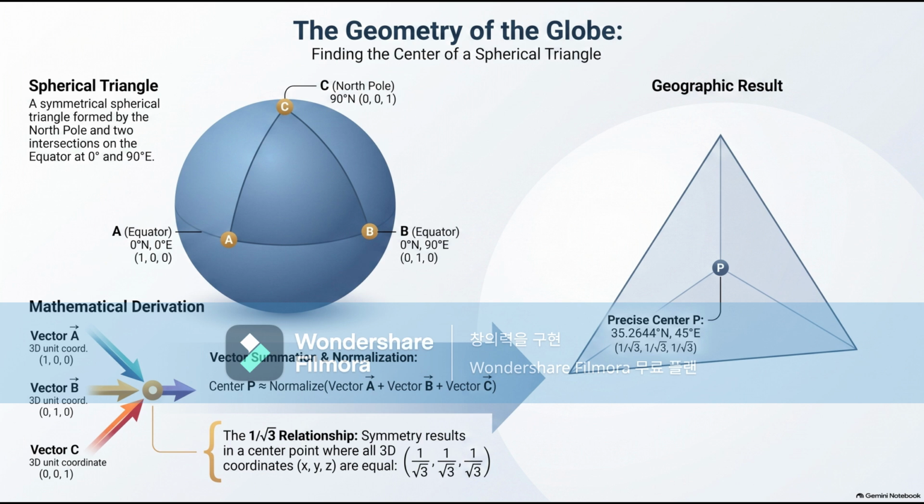On a flat piece of paper, you are absolutely right. The internal angles of a flat triangle always have to add up to 180 degrees.